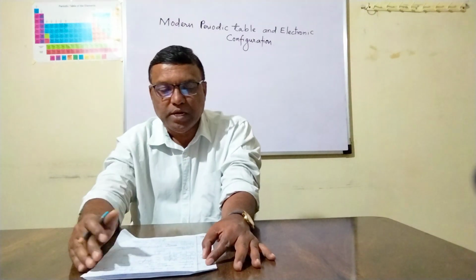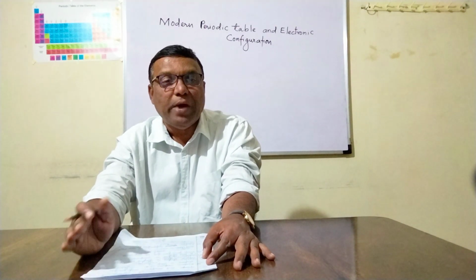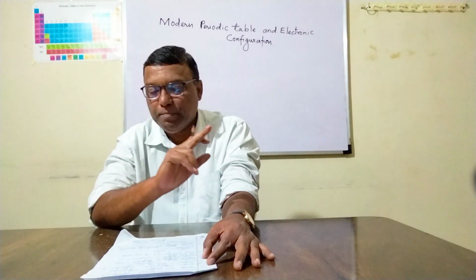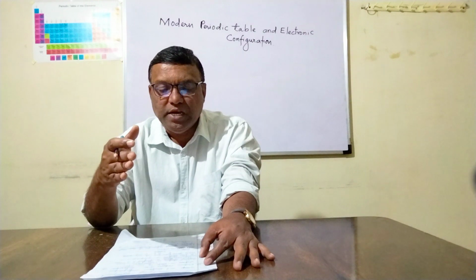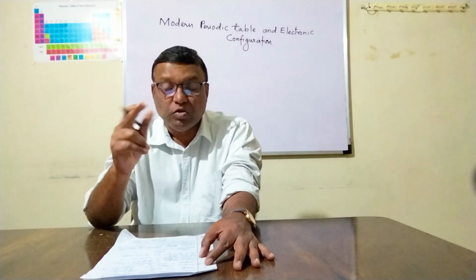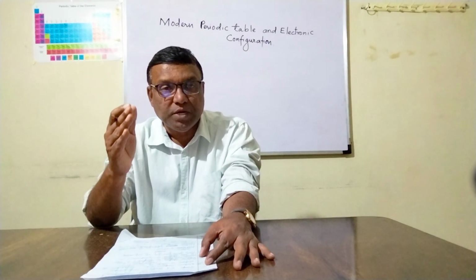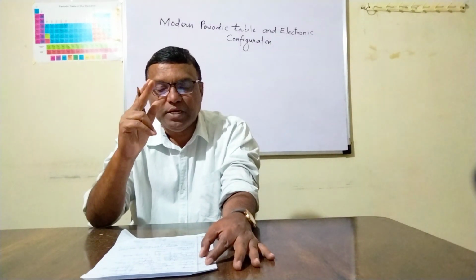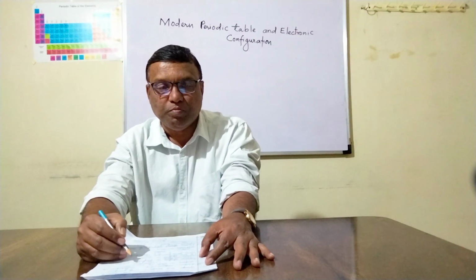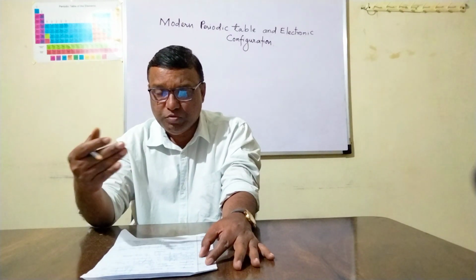So point number second, related with groups and electronic configuration, is valence electrons in group number 1, how many? 1. Okay, then valence electrons in group number 2, how many valence electrons are present in group number 2 elements? So that is 2. 2 valence electrons are present in group number 2 elements, means in the atoms of those elements.